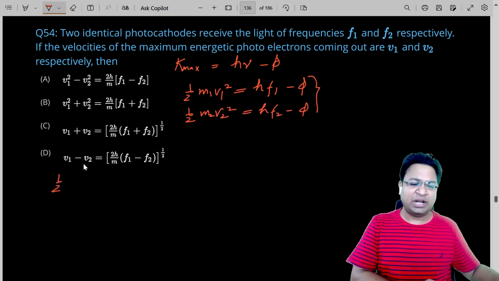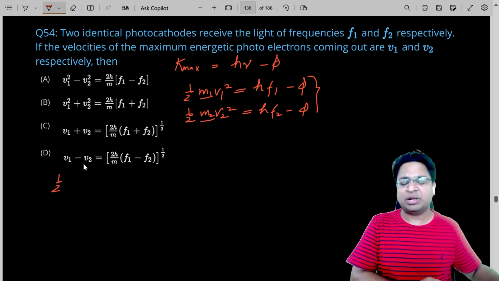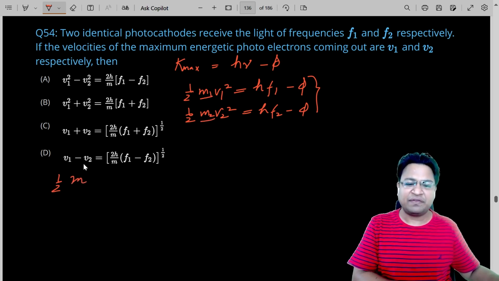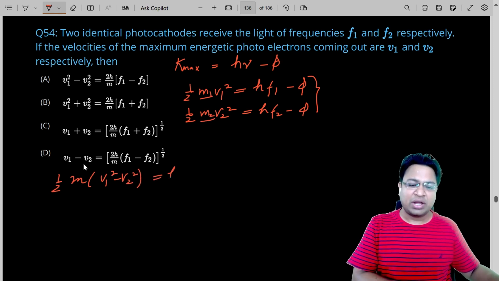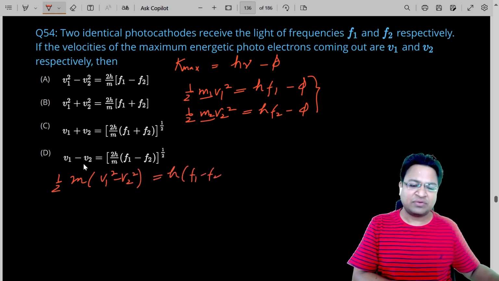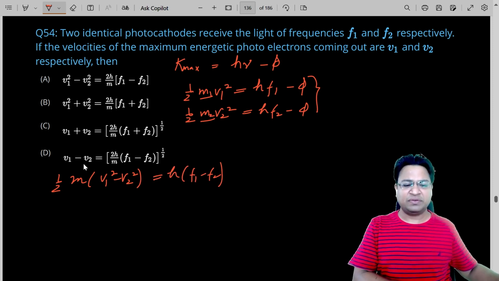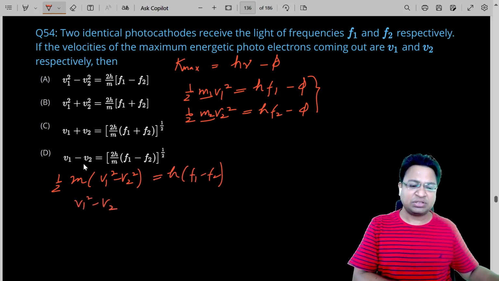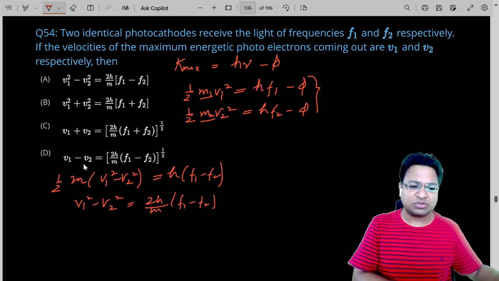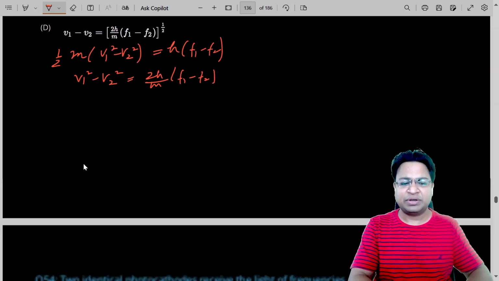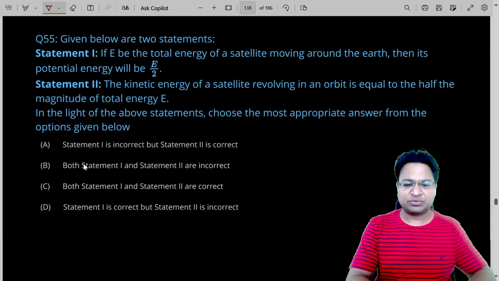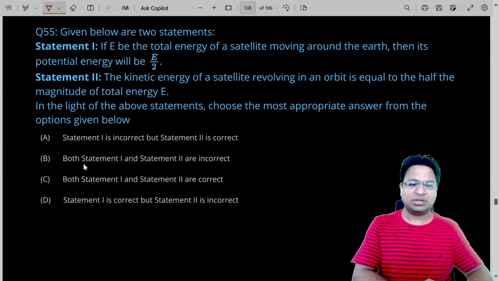And when we do that, we end up getting half, and this M1 and M2, they're both masses of electrons, so actually they are the same. So half M into V1 square minus V2 square is equal to h into F1 minus F2. If we are looking for a relation among the velocities, V1 square minus V2 square will be equal to 2h by M into F1 minus F2. Option A looks to be the correct one. That was the fourth question for you. Next, we go to question number five.